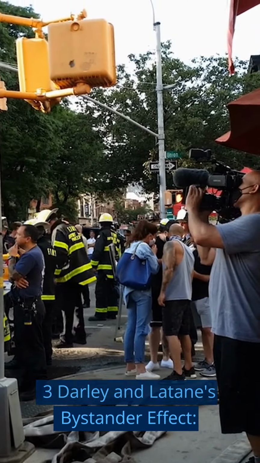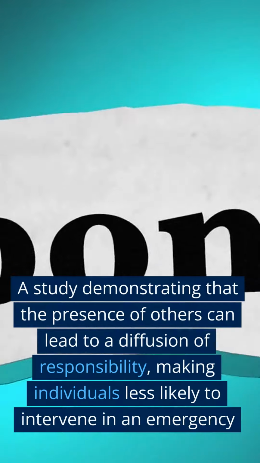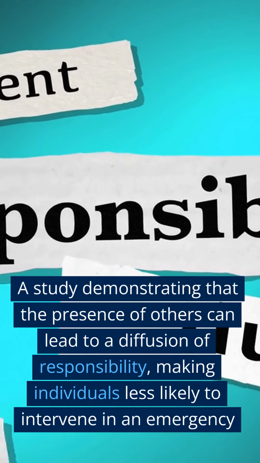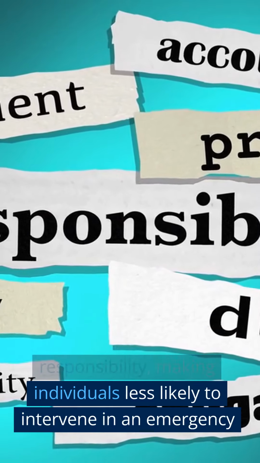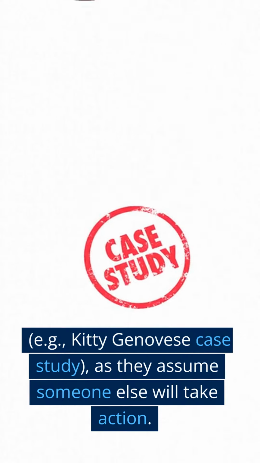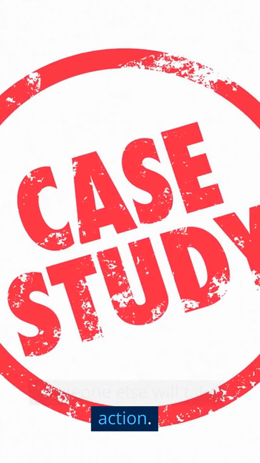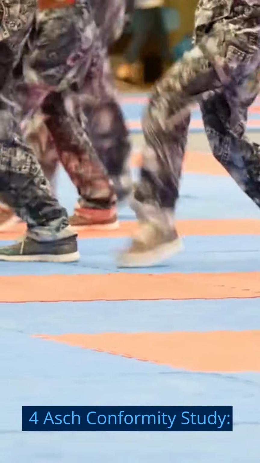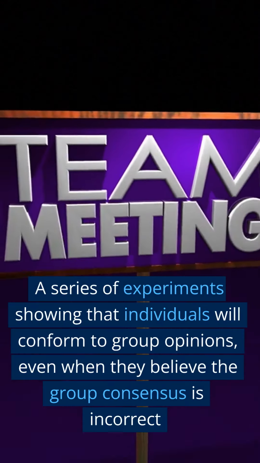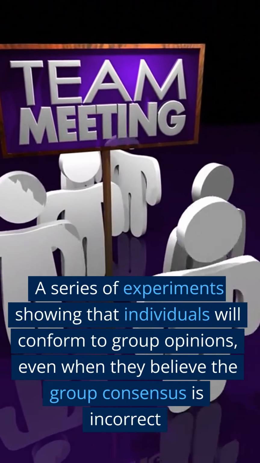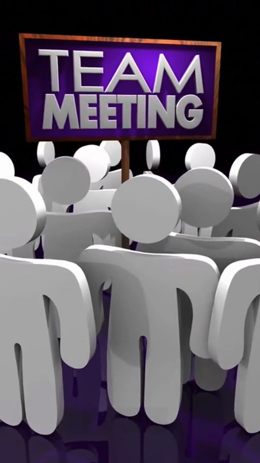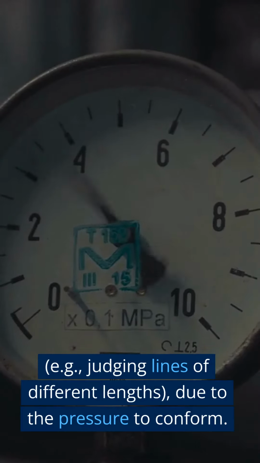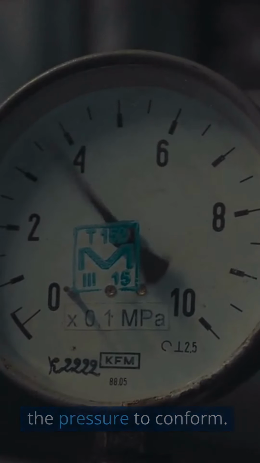3. Darley and Latané's Bystander Effect. A study demonstrating that the presence of others can lead to a diffusion of responsibility, making individuals less likely to intervene in an emergency. E.g., Kitty Genovese's case study, as they assume someone else will take action. 4. Asch Conformity Study. A series of experiments showing that individuals will conform to group opinions, even when they believe the group consensus is incorrect. E.g., judging lines of different lengths, due to the pressure to conform.